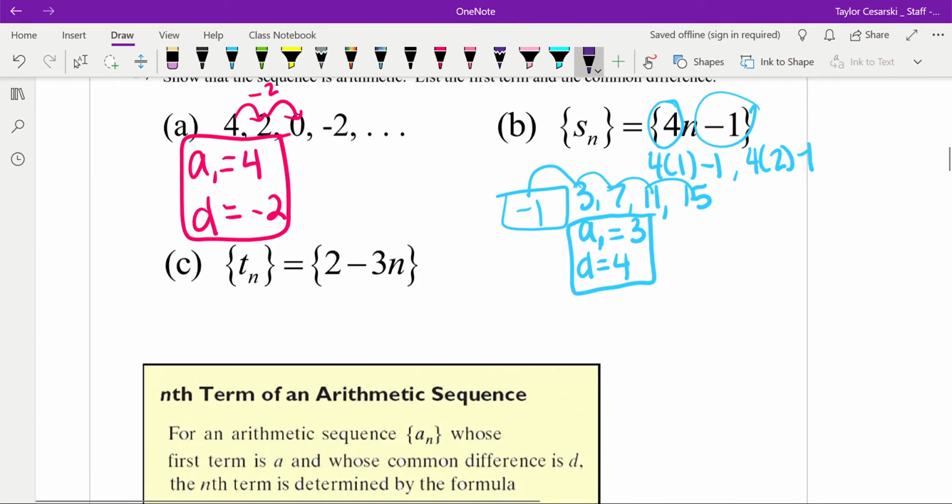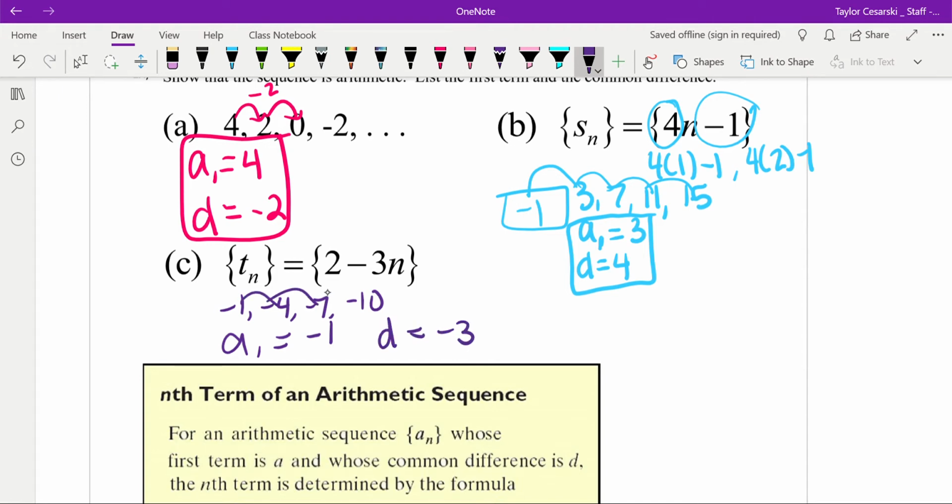Okay, let's do one more. Again, I think the easiest way to do it is to write out your terms first. So if we write out our terms, 2 minus 3 times 1, that would be negative 1, and then negative 4, and then negative 7, and then negative 10. Okay, so a sub 1 equals negative 1, and my difference each time, I'm subtracting 3. And again, you can also see that in your equation, it's written backwards, I guess you could say, from y equals mx plus b, but you can see that that's your slope.